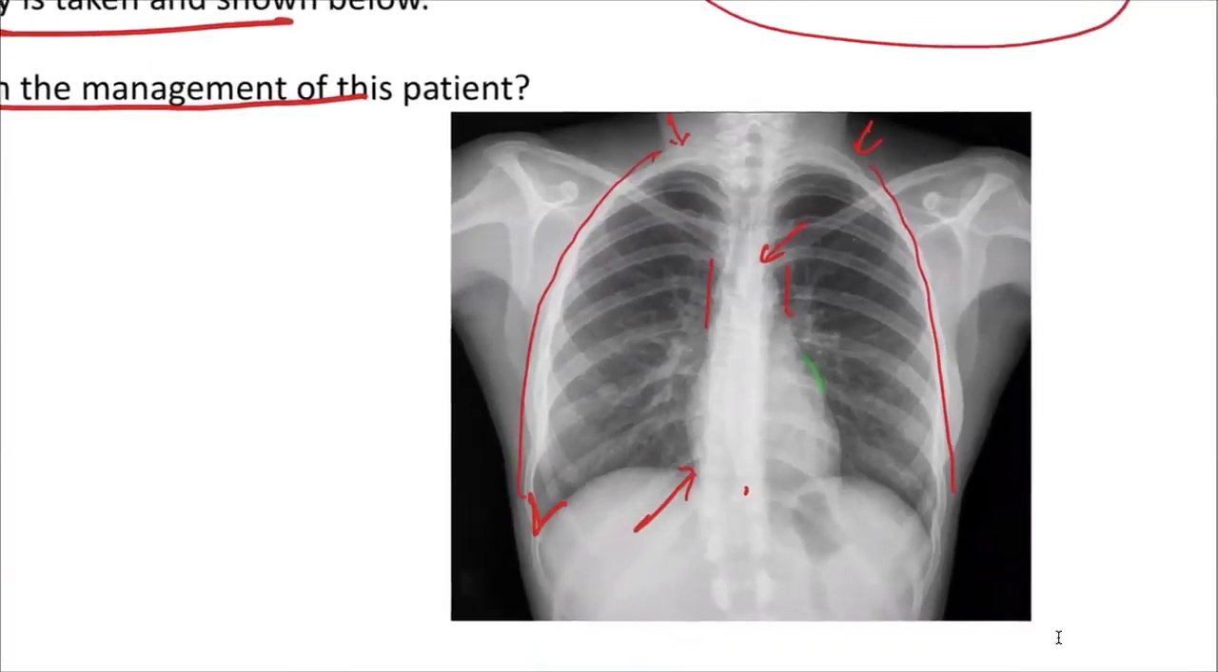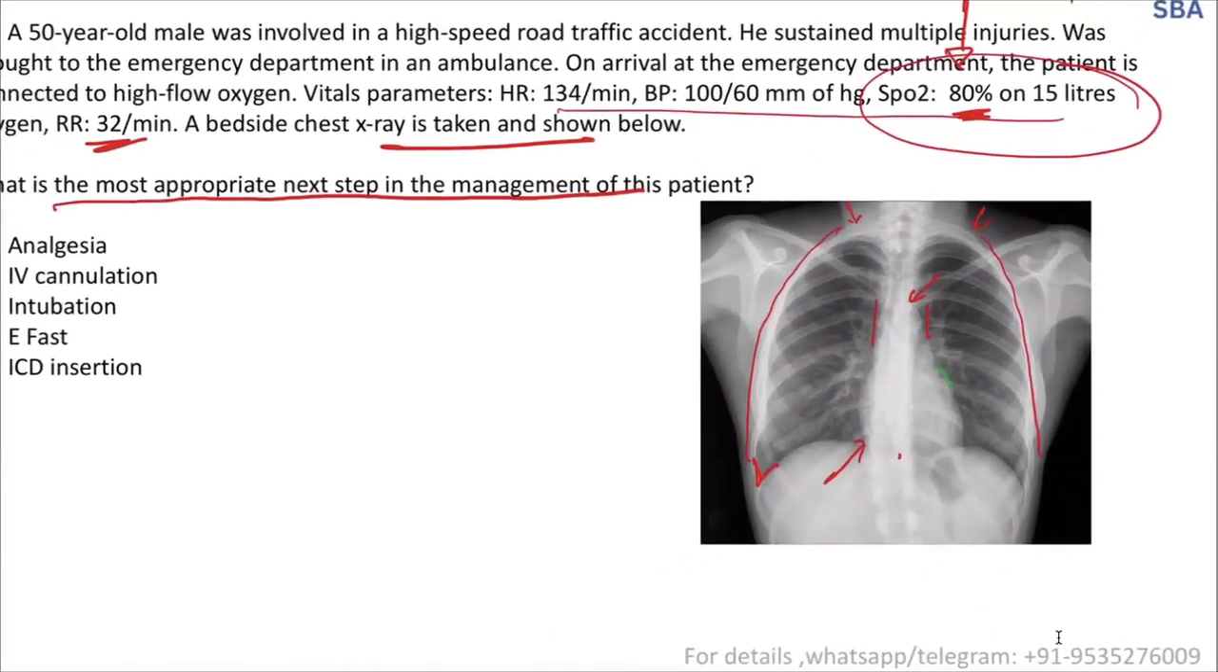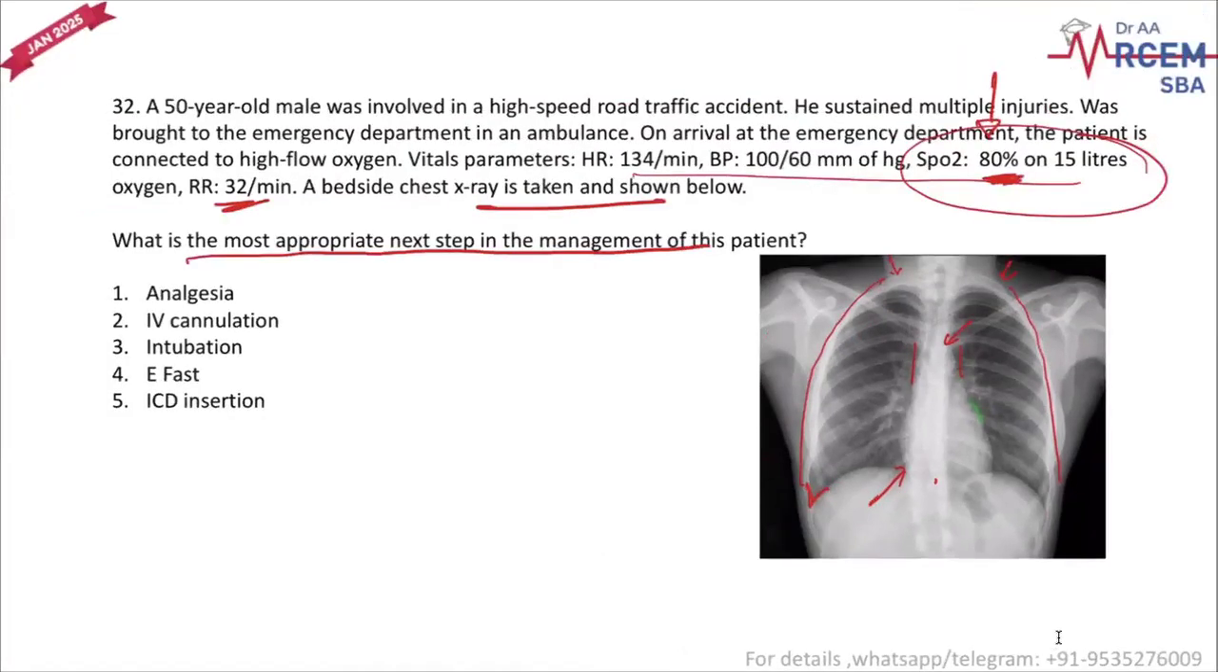So the pathology is unlikely to be in the chest, but still the saturations are low on high-flow oxygen. That means something is wrong in the upper airway. If something is wrong in the upper airway causing low saturations, what will you do? You will secure the airway. Definitely an airway is required. So intubation is the right answer here.